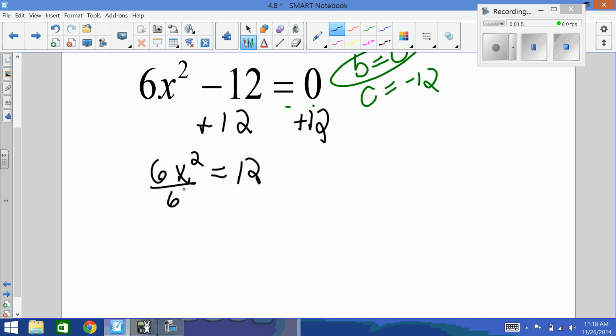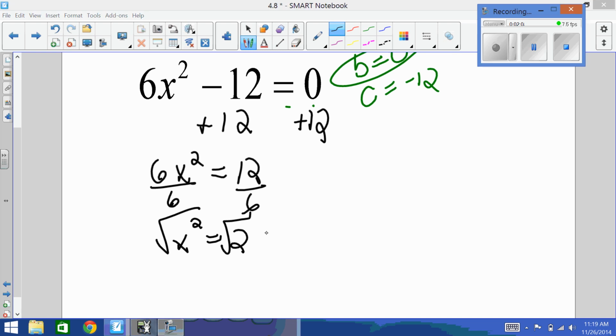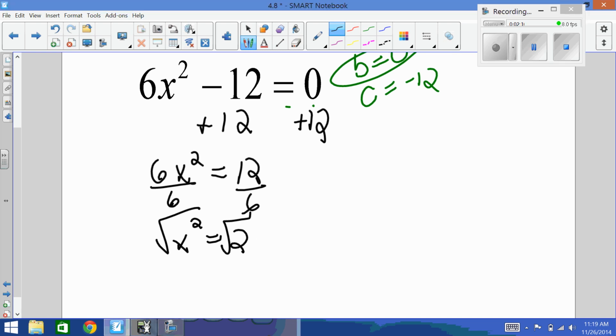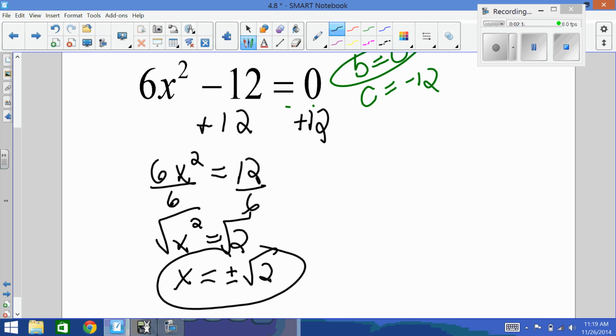Divide both sides by 6, so I get x squared is equal to 2. Then I take the square root of both sides. So now we have x is equal to plus and minus square root of 2, and there's my solution. Radical 2 cannot be simplified. All right, let's go to the next example.